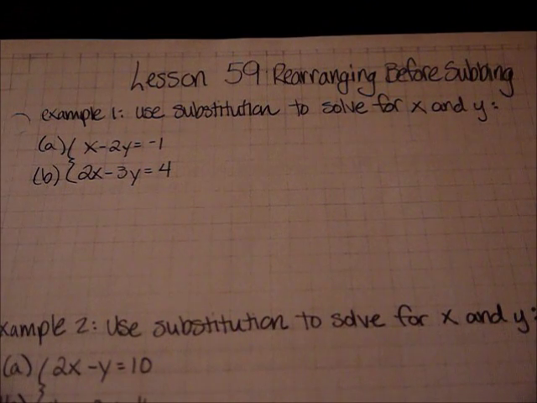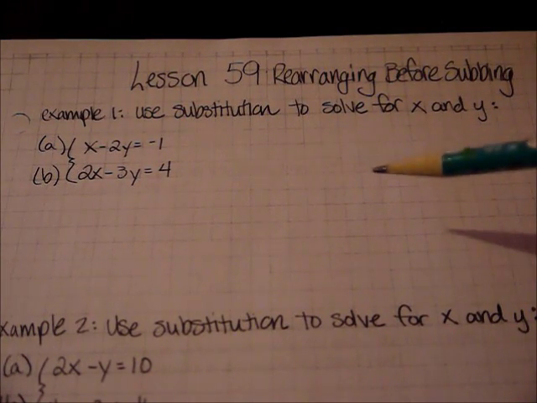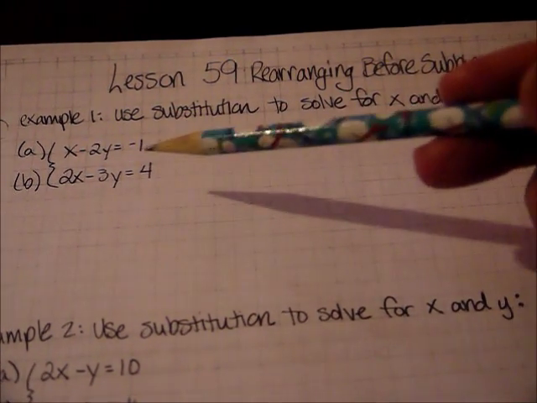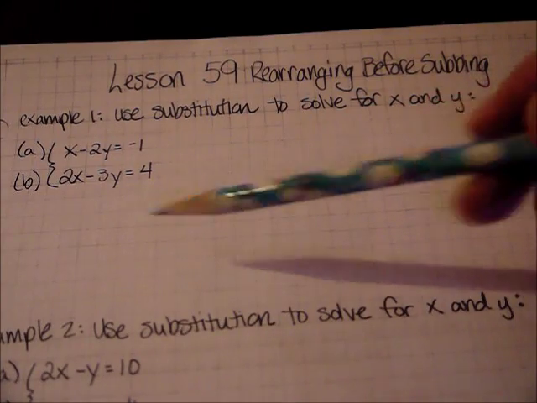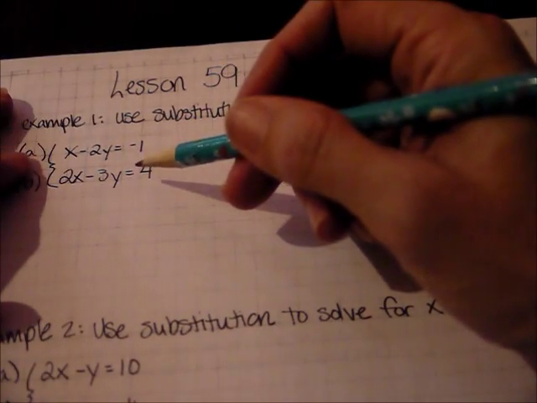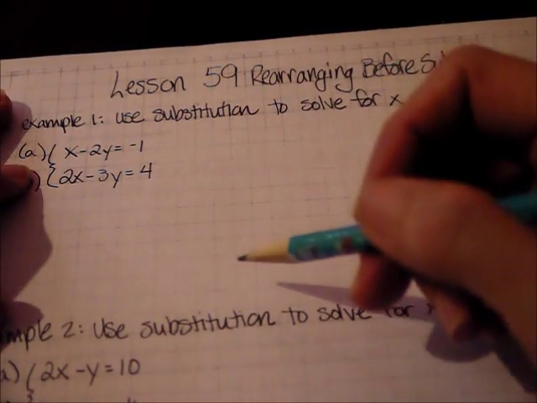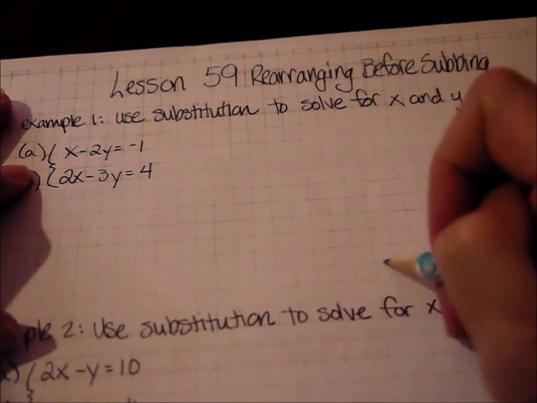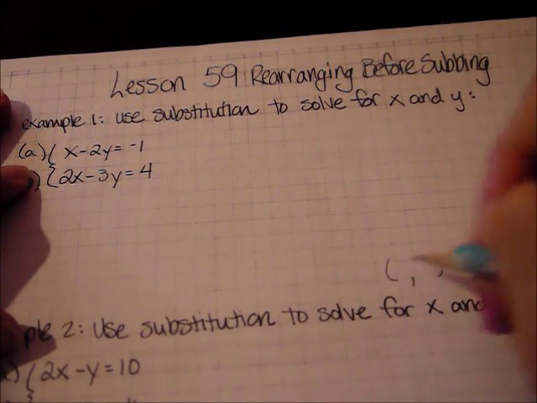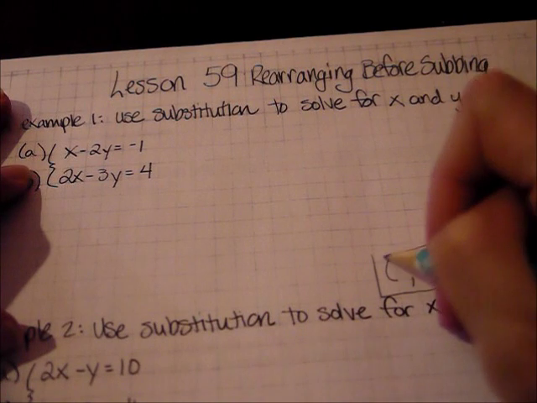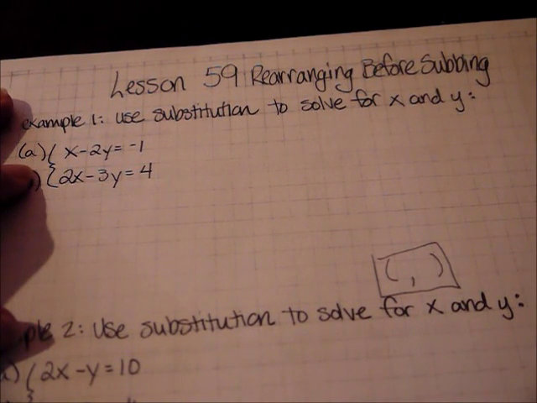Okay, this is solving systems of equations like we did a few lessons back. They're just going to be adding one more step, okay? So they have these two equations and they want us to solve for them. And in case you've forgotten, when we solve, we're going to end up with an ordered pair as our answer, okay?